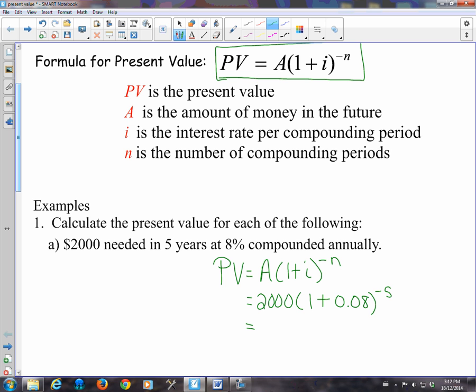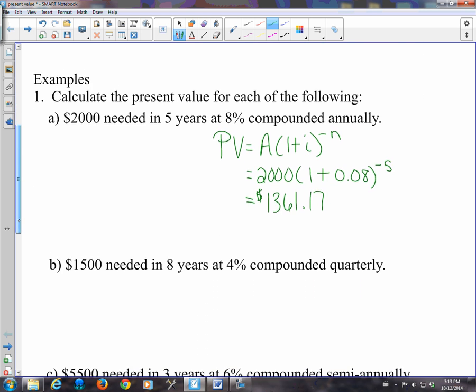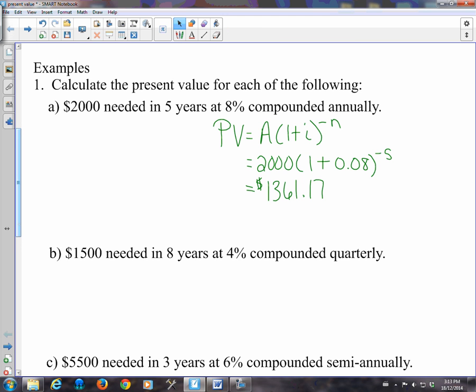You get your calculator out and type that in, and you should get $1,361.17. Make sure as we're going through these that you're trying them on your own calculator, pausing, and making sure that you know how to use your calculator to do this.